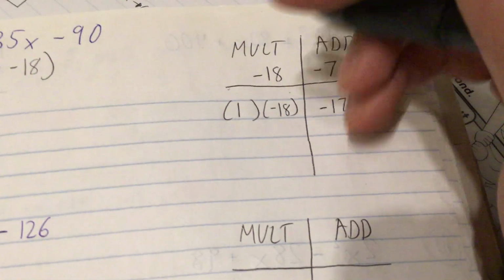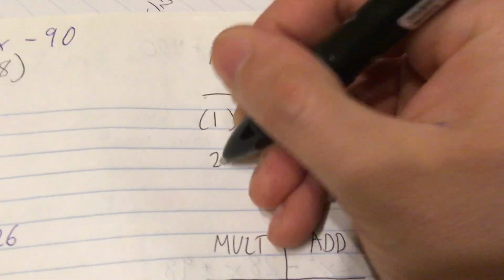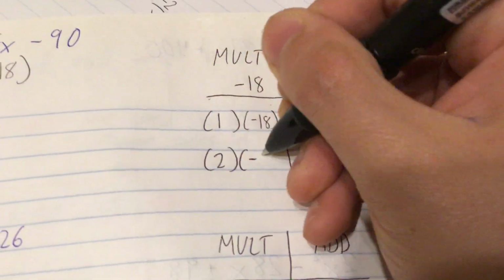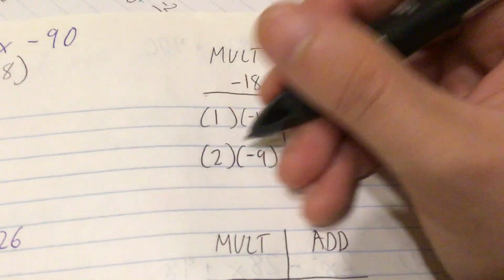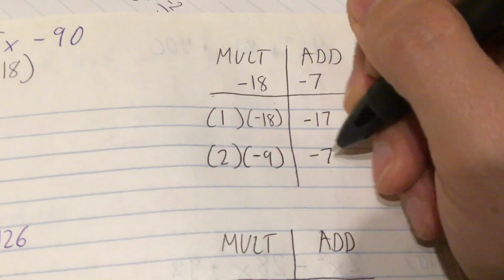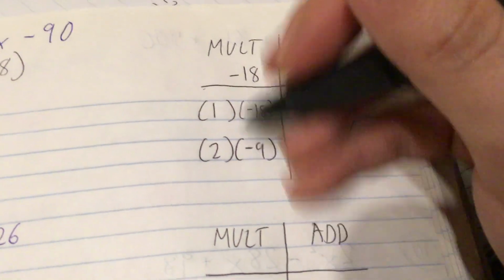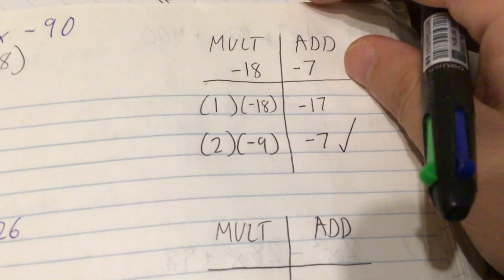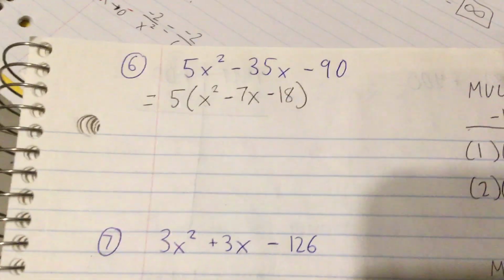Okay. Well, can I divide by 2? Yeah. 2 times negative 9 is negative 18. 2 plus negative 9, oh, we win. It's going to be negative 7. So that's going to work. And we didn't even have to get to 3 times negative 6, because that would add up to negative 3. So 2 times negative 9 is the winning combination.